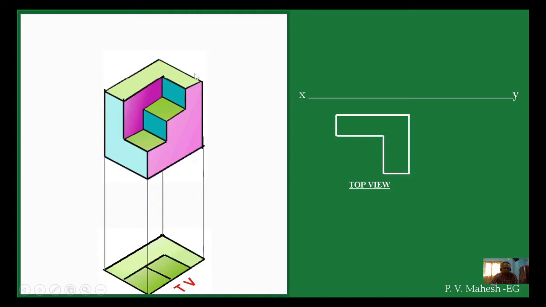We measure the dimensions of this from the given diagram. In the diagram, dimensions will be given. Here dimensions are not there, but in questions dimensions will be given. You take those dimensions and you draw this top L position, L shape.